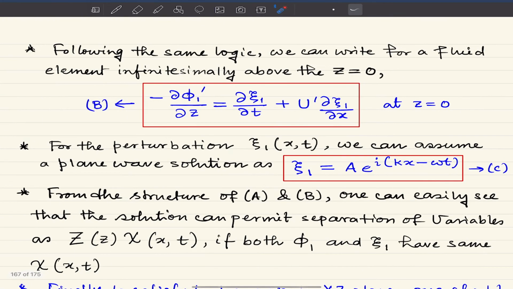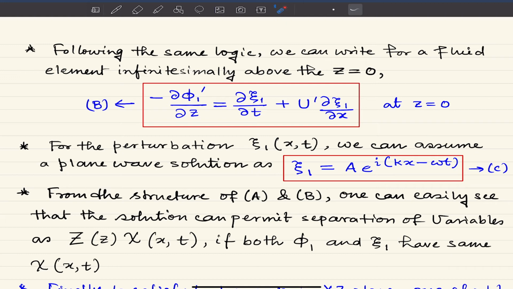If this is true, the same thing we can also write for the fluid above. So at the interface, it will also have this type of equality of the Eulerian velocity field and the Lagrangian velocity field of the corresponding fluid particle which was situated at that point. Now you have two equalities, A and B. For the perturbation, we now have to guess some solution for the perturbed quantities xi1, phi1 and phi1 prime.